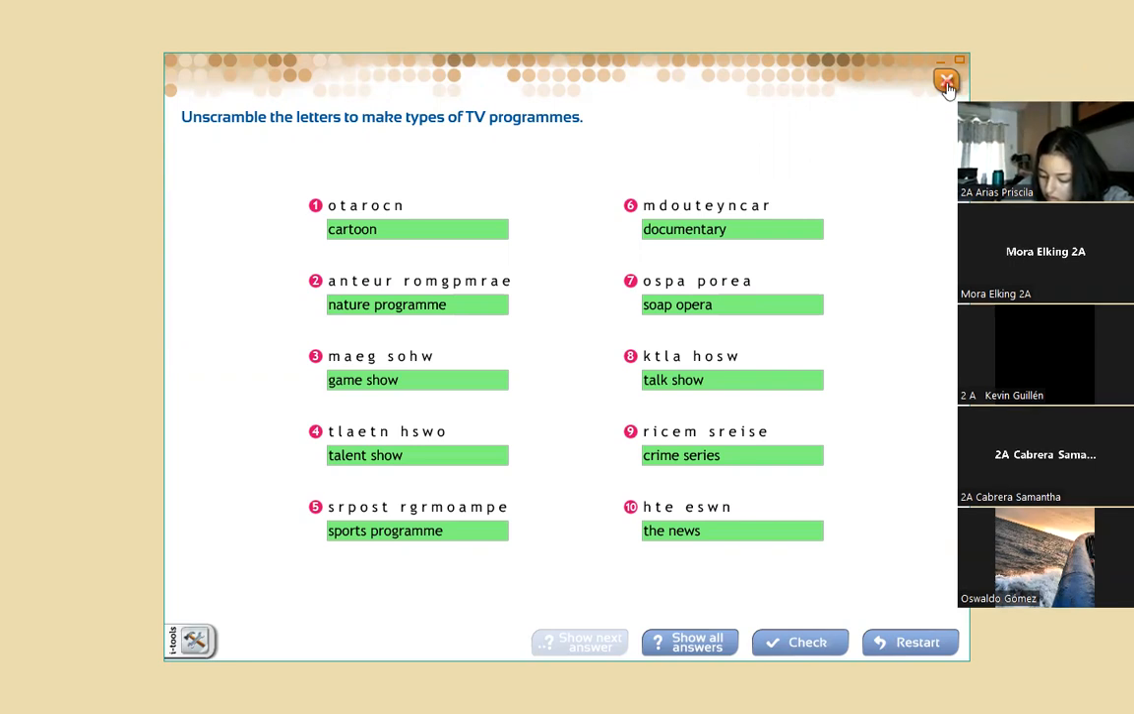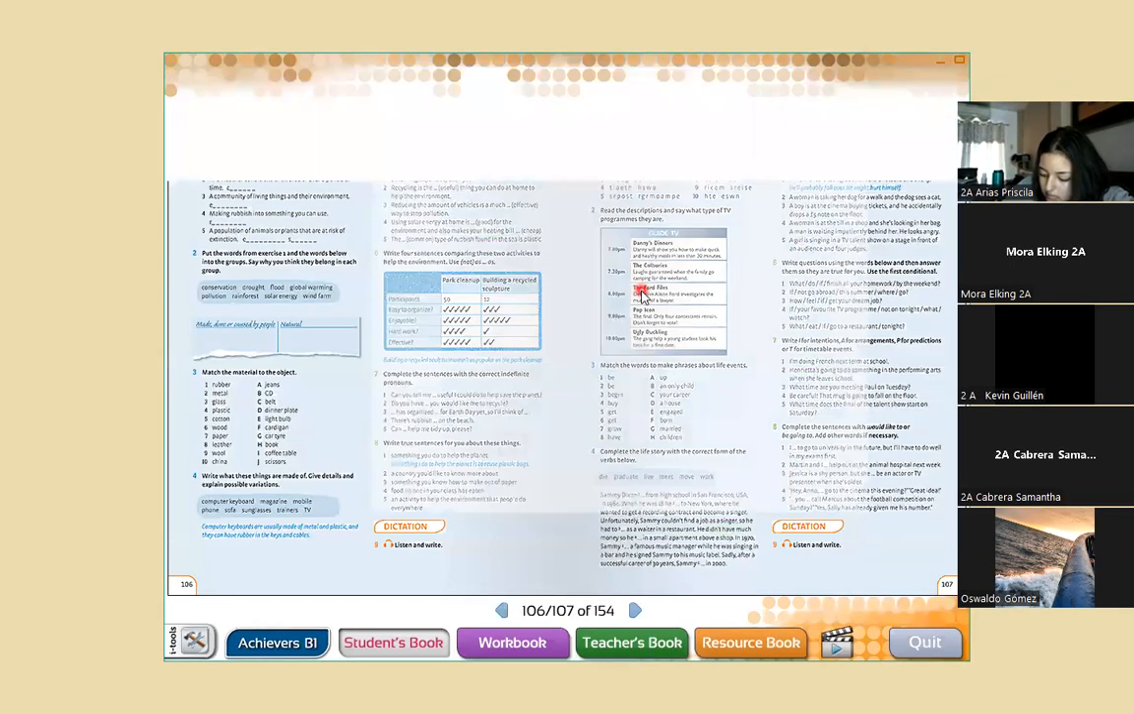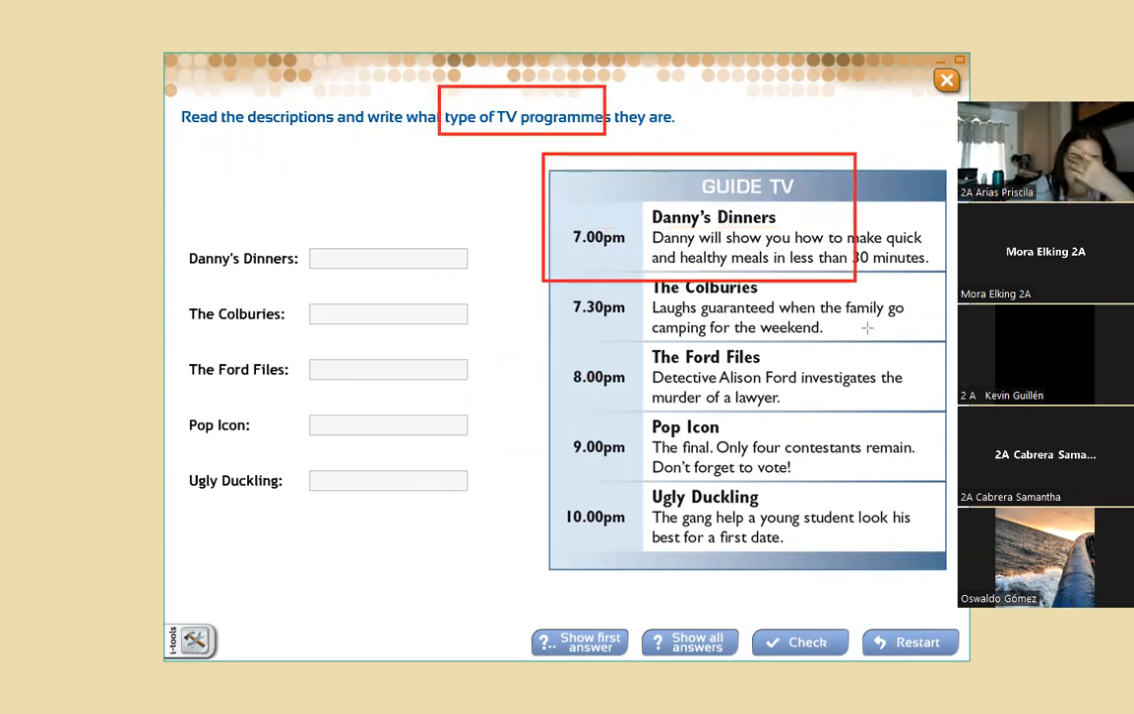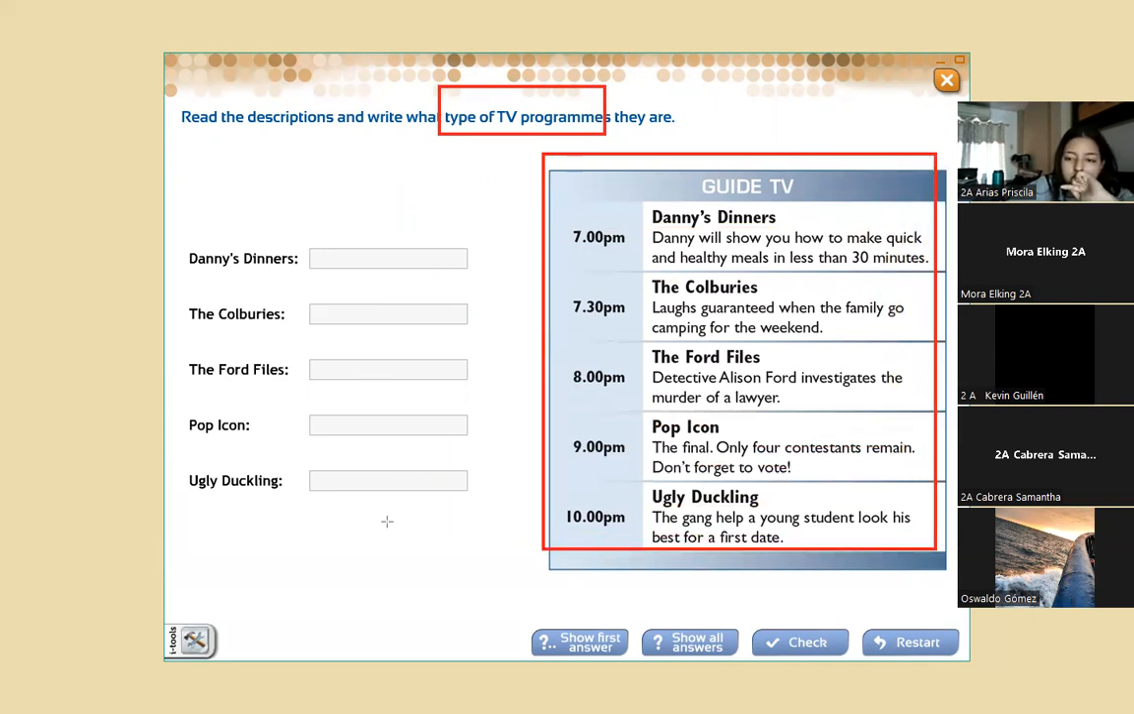Okay, so we continue with number 2. Please continue, Leandro Sanchez Agudelo. Read the description to say what type of TV program they are. Very good. So here we have a TV guide with some schedule, with some times. We have some of the programs around, okay? We're going to identify the type of programs in this case. Remember that depending on the type of the programs that we have, here we have the information that you are going to use about this, okay?